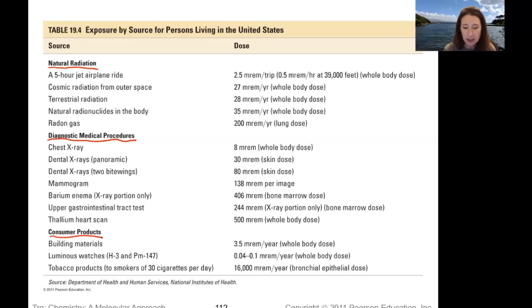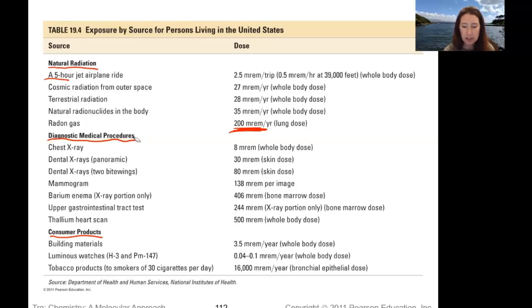So natural radiation, radon gas, right? This is the one that we talked about that is the second leading cause of lung cancer, and the leading cause of lung cancer for people who don't smoke is radon gas. Look at the exposure on here. A plane ride, a little bit from our plane ride, a whole body dose. Terrestrial radiation, natural radionuclides in the body. Yeah, eating a banana, by the way, that one's going to give you just a little bit, just a few millirems eating a banana because of the potassium in there. There's radioactive isotopes of potassium.